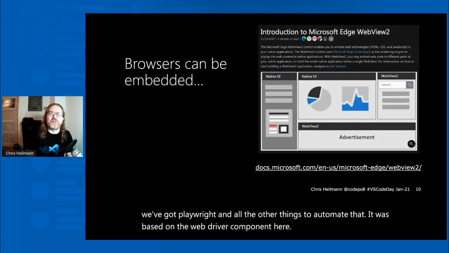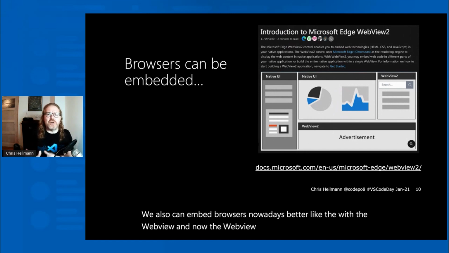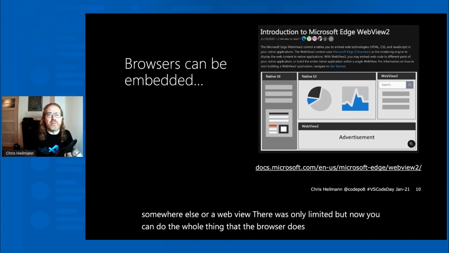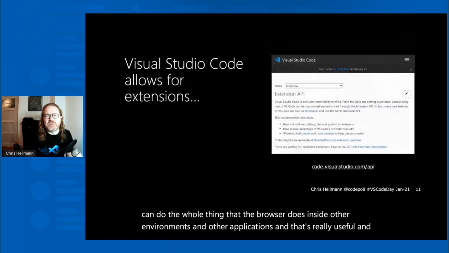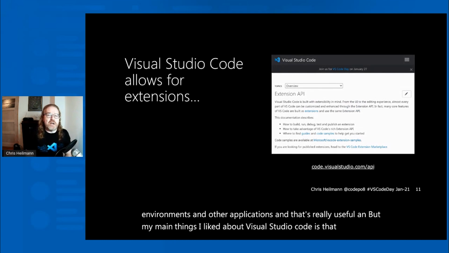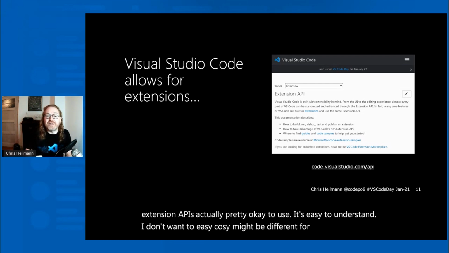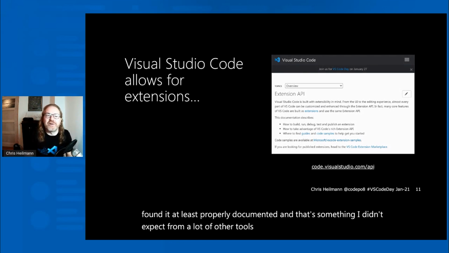We also can embed browsers nowadays better, like with the WebView and now the WebView 2. These are evergreen browsers inside other applications. In the past, it was always an outdated browser somewhere else or a WebView that was only limited. But now you can do the whole thing that the browser does inside other environments and other applications, and that's really useful. And one of my main things that I liked about Visual Studio Code is that it's extensible. The extension API is actually pretty okay to use. It's easy to understand. I don't want to say easy because easy might be different for different people, but I found it at least properly documented, and that's something I didn't expect from a lot of other tools, or I had bad experiences in the past.